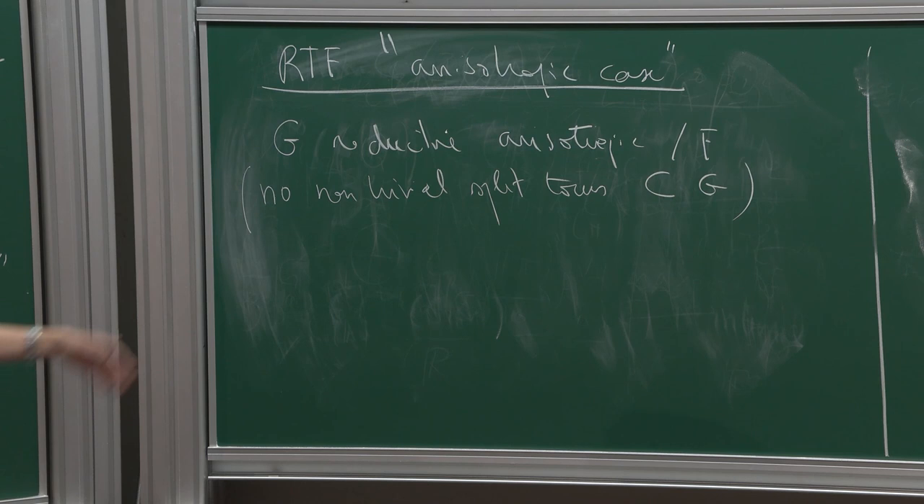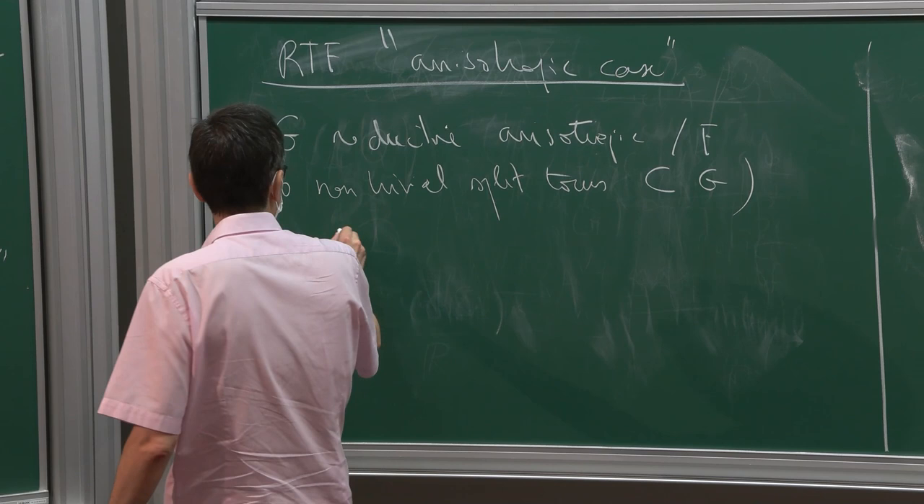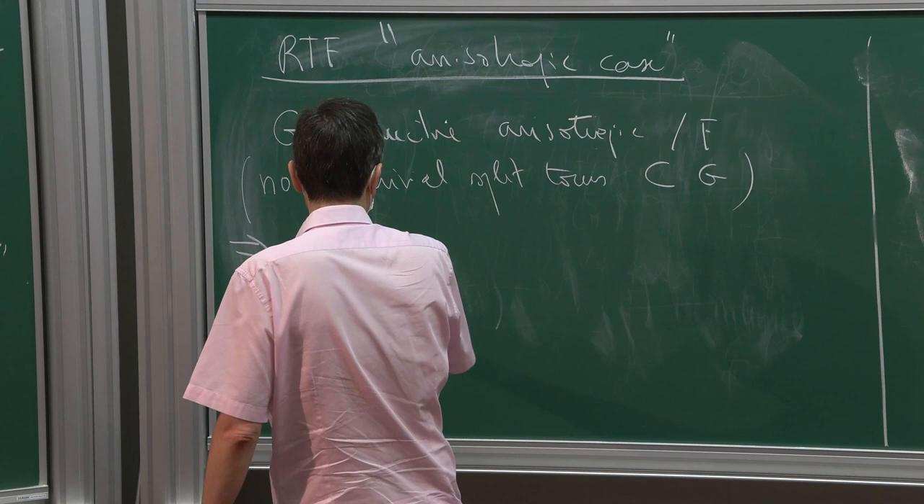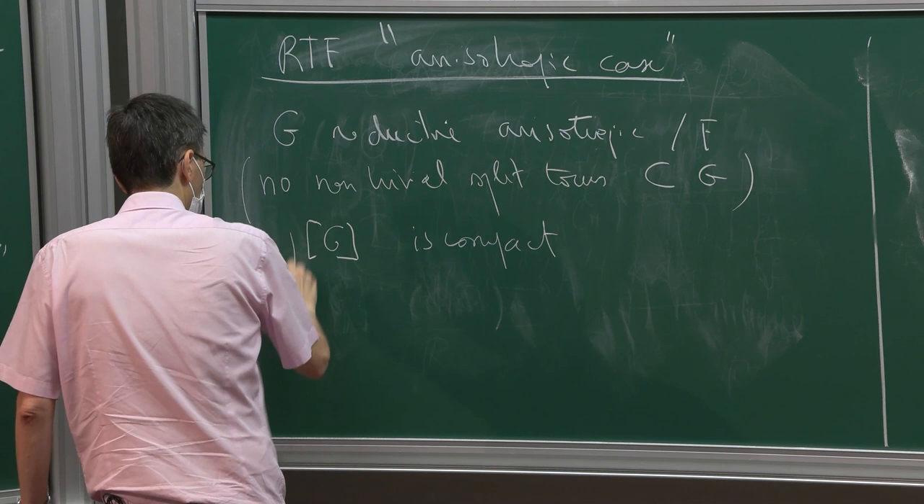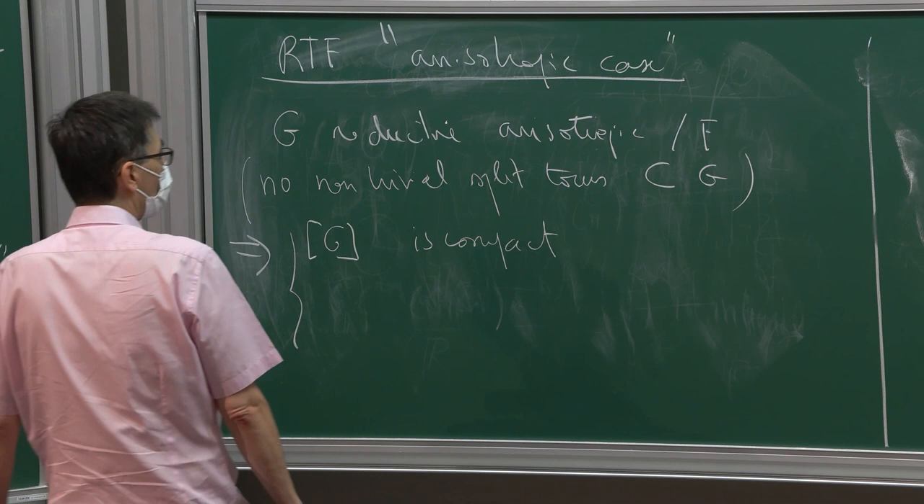So it has other consequences. For example, all rational elements of G are semi-simple. We can say also that the quotient [G], so G(F) by G(A), is compact. And also, this implies that G has no proper parabolic subgroup defined over F.